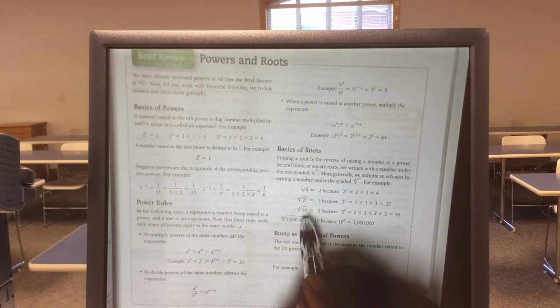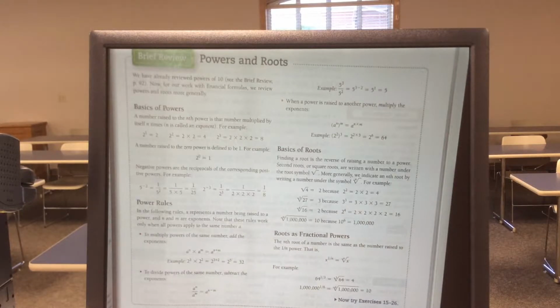And then we got the fourth root of 16. You have to think of this: what number to the fourth power will give you 16? It has to be 2, because 2 times 2 times 2 times 2 does give you 16. And then the sixth root of a million, that will be 10, because you have to think of what number to the sixth power will give you 1 million. And it has to be 10.